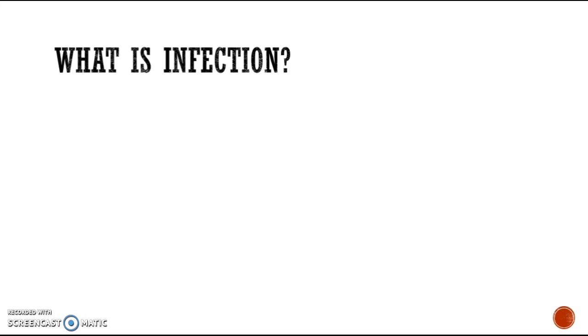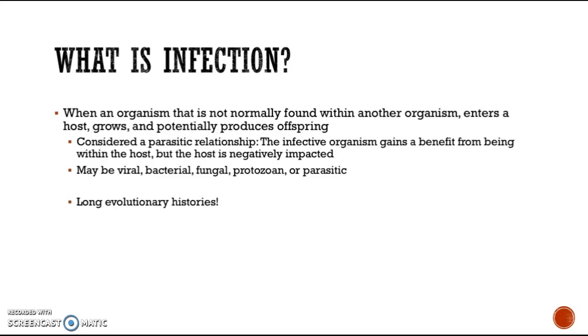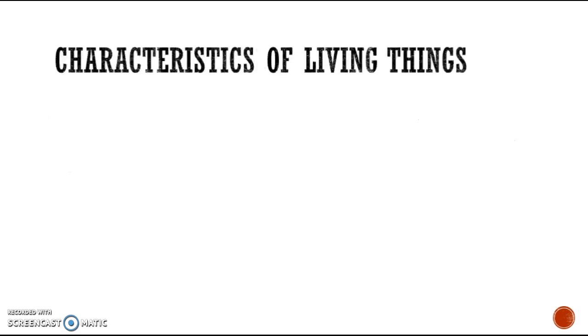So we need to start by looking at what exactly is an infection in the first place. We're looking at a parasitic relationship where one organism, the parasite, that is not normally found within another organism, the host, is able to enter, grow, and potentially even reproduce within the host. We can be thinking about things that are viral, bacterial, fungal, protozoan, or parasitic, and we're thinking some long evolutionary histories here, so keep that in the back of your mind as we move forward.